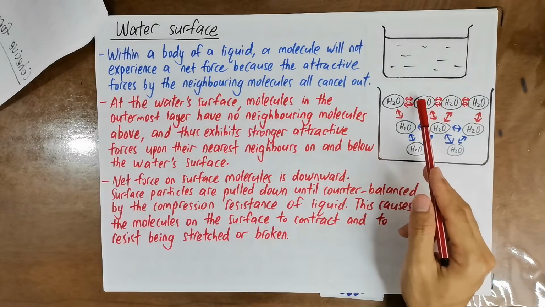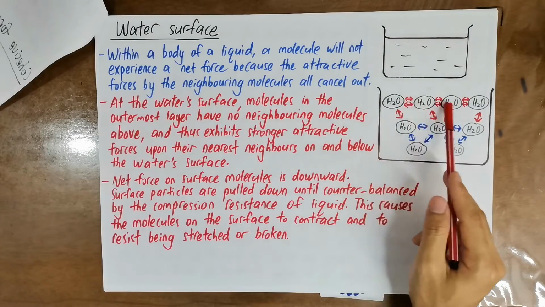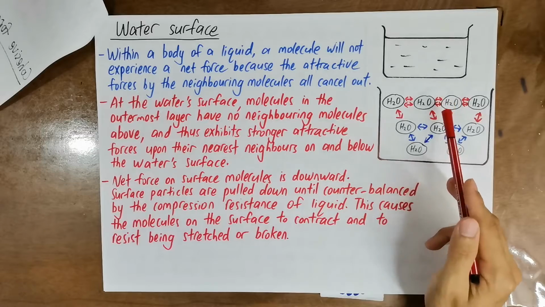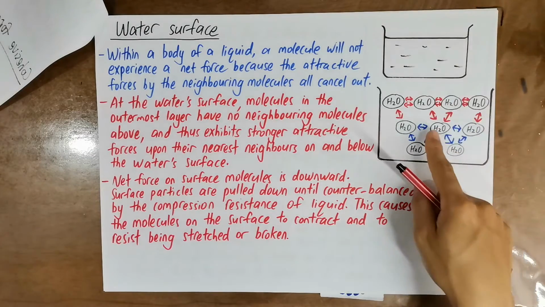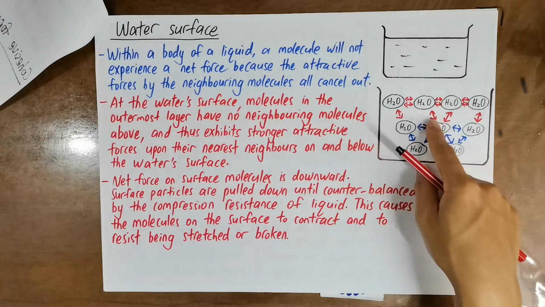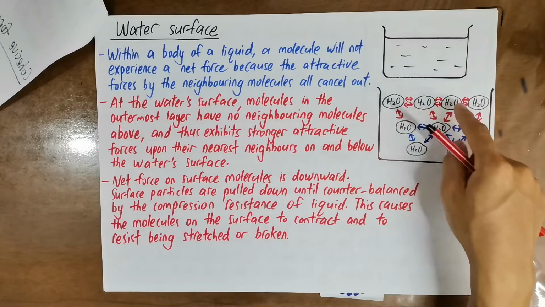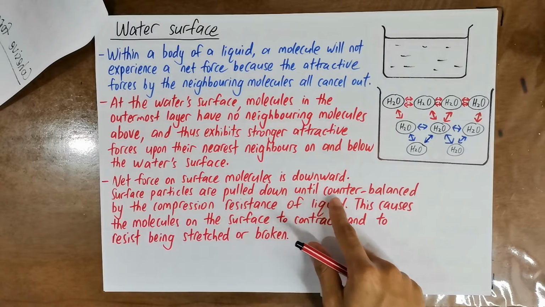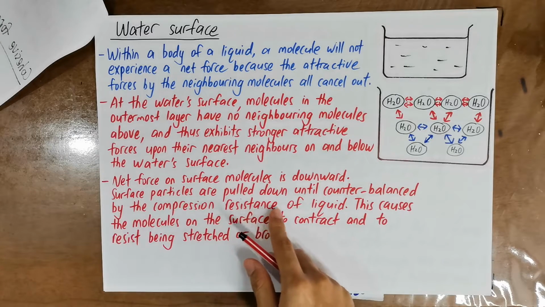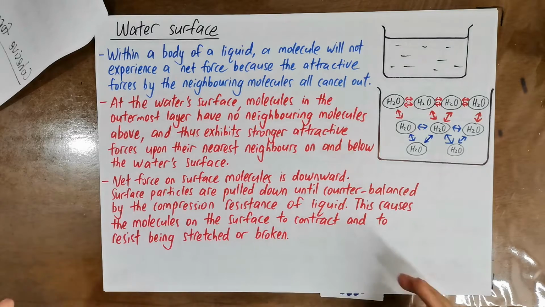You see this, the left hand side and the right hand side, the forces cancel out horizontally. But since there are no attractive forces from above, you only have attractive forces from below the surface, so the net force on each molecule on the surface is downward. The surface particles are pulled down until counterbalanced by the compression resistance of the liquid, and this causes the molecules on the surface to contract and to resist being stretched or broken.